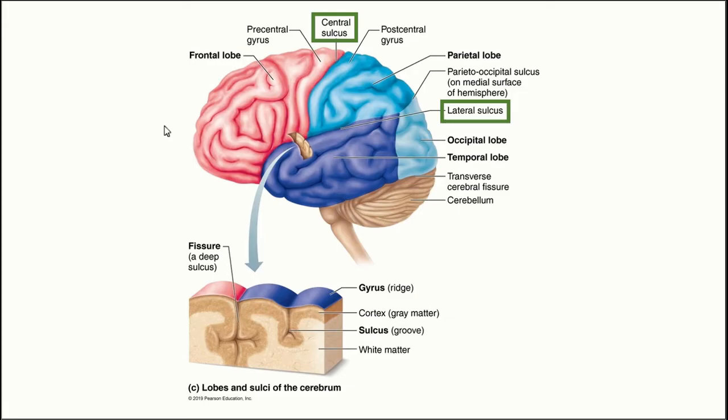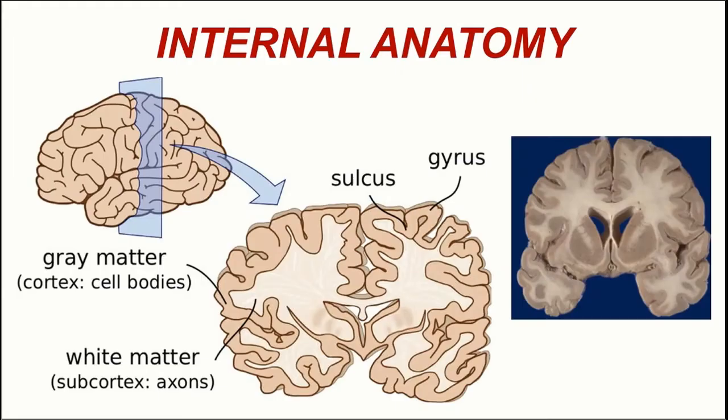So the central sulcus is the primary border between the frontal lobe and the parietal lobe. The frontal lobe is anterior of the central sulcus, and the parietal lobe is posterior of the central sulcus. Meanwhile, the lateral sulcus is the border between the temporal lobe and the parietal and frontal lobes there. So it forms the boundary between the temporal lobe and the frontal and parietal lobes that are near it. There is also a superficial and deep organization to the cerebrum.